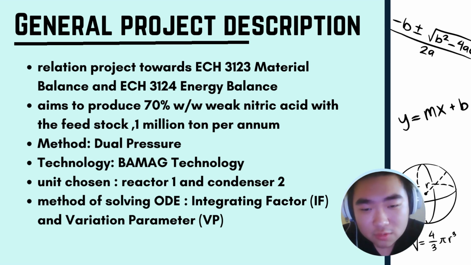The units chosen for our math project to calculate are reactor 1 and condenser 2. There are two methods that we chose to solve the ODE. The first one is integrating factor, which is the IF method, and the second one is variation of parameters method, which is the VP method.